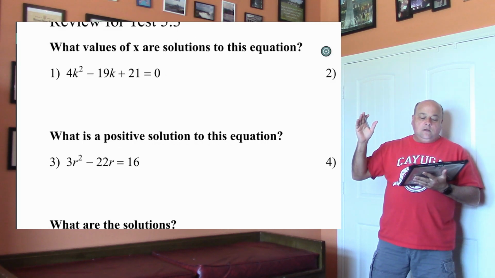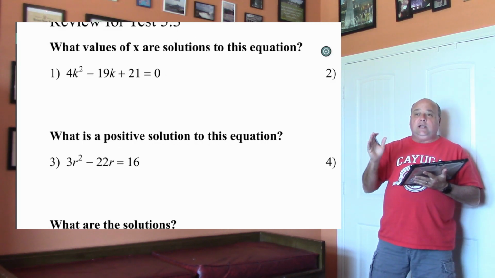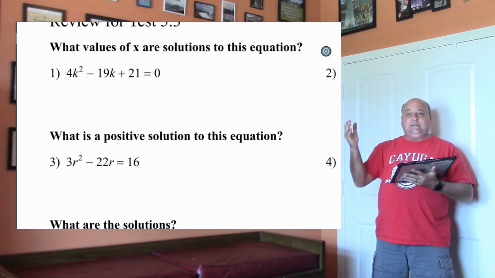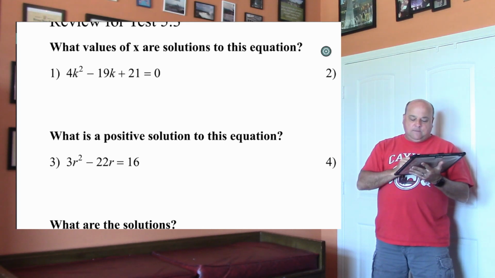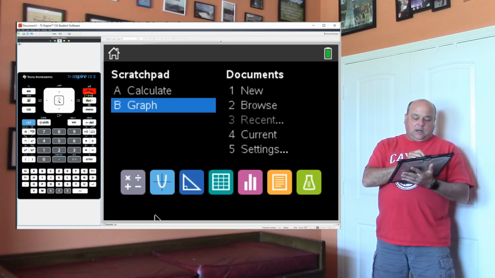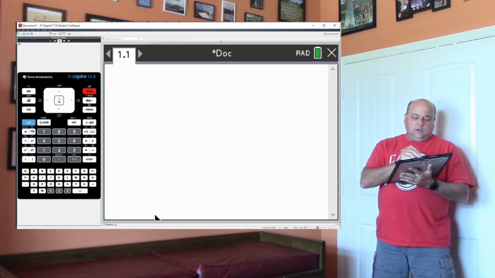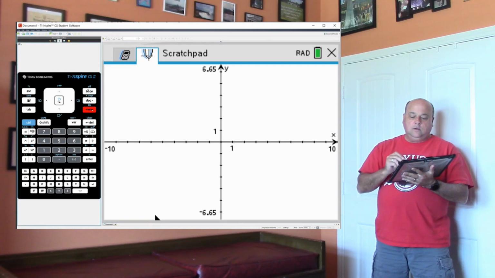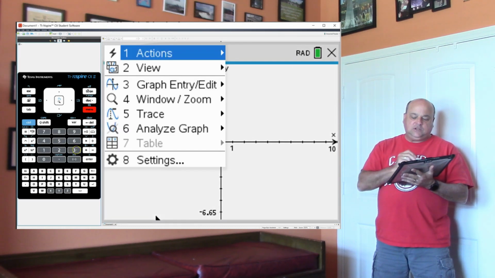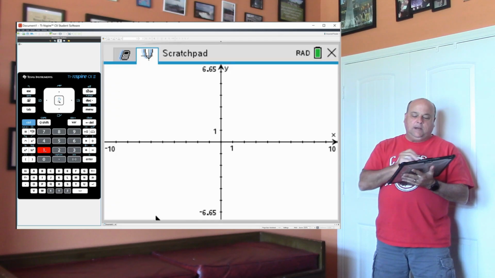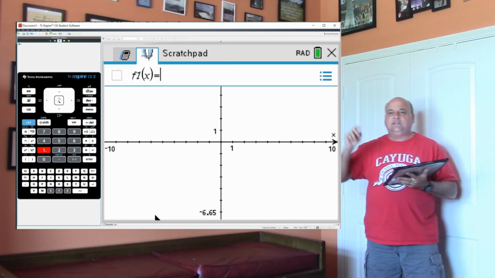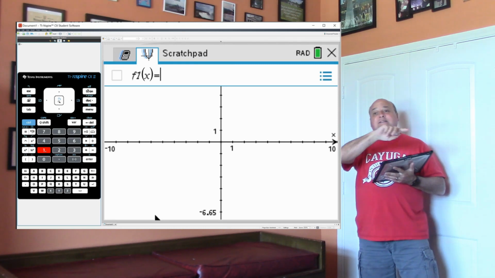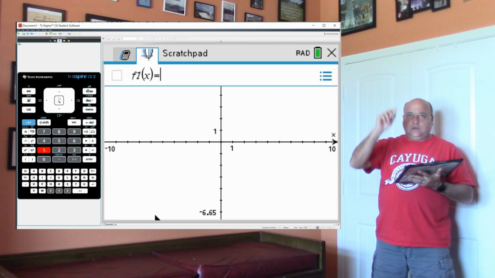On number 1, you can see that it's already in the right form. So let's graph this and trace to the zeros, okay? This is the easiest way to do this, okay? So I'm going to click the home button, okay? Click B for graph, and then I'm going to hit menu, graph is 3, and function is 1. Make sure it says f1(x) up there. And remember, you can't use any other letter but X and Y on the calculator, because that's the x-axis and the y-axis.